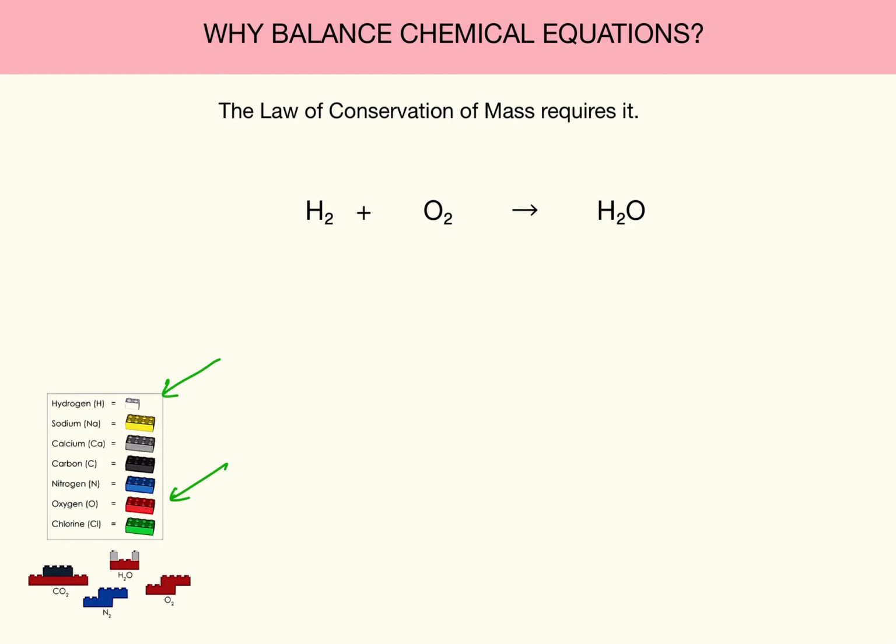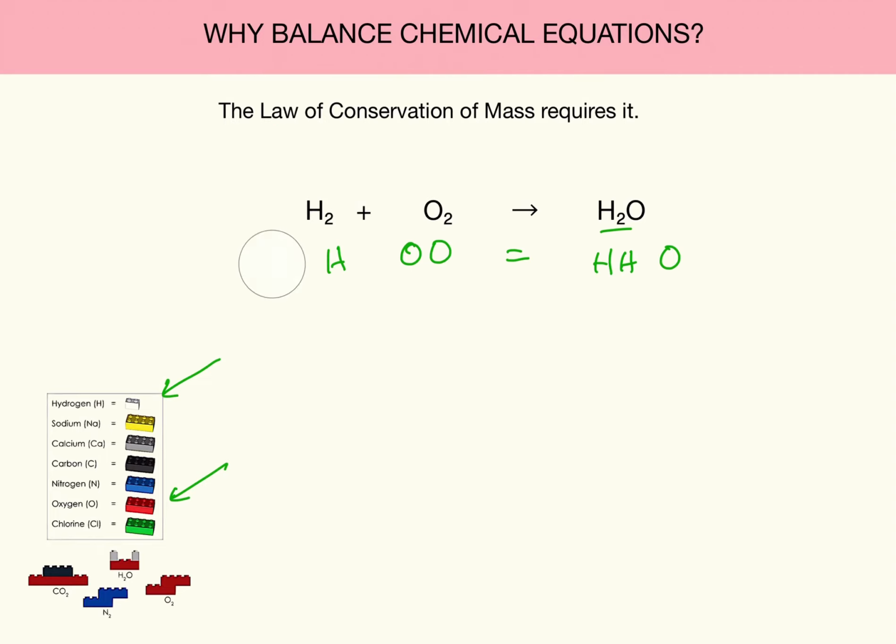Well, let's see what we have. We have two H's and we have two O's on this side of the equation. And what do we have on the other side of the equation? Two H's and one O. Oh, what happened to the second oxygen? It just disappeared. But you can't do that. What that means is the equation is not balanced. You have violated the law of conservation of mass. So what do we need to do? We need to balance the chemical equation. Why? So that the law of conservation of mass is obeyed.